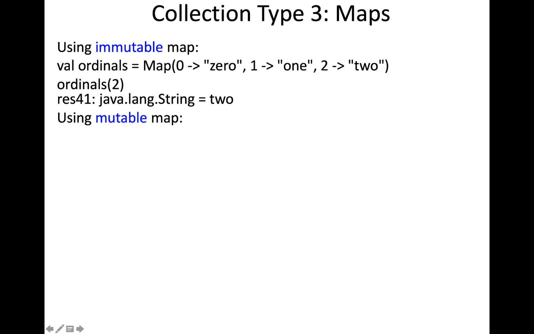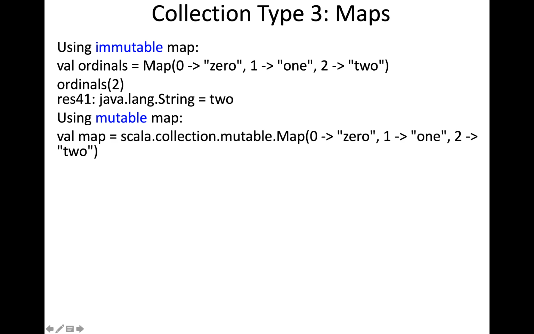The other type of map which you can work with, depending on your application, is a mutable map. How do we create a mutable map? You can say scala.collection.mutable.Map. Remember, the map was immutable by default, and to get a mutable one you have to say scala.collection.mutable.Map, and then you can give a bunch of key value pairs like this. That creates a mutable map.